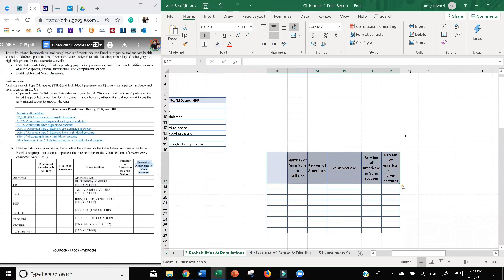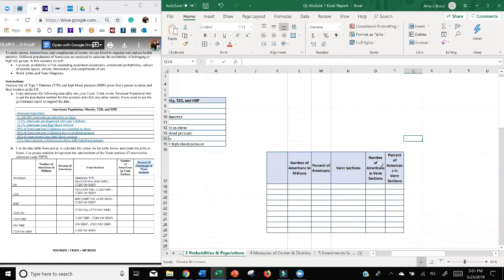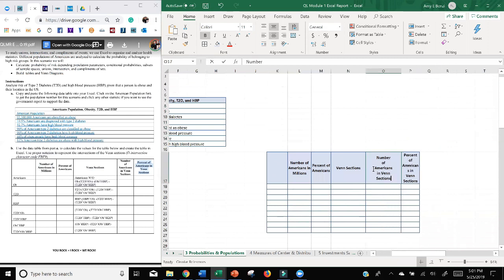Now, a couple of other things. The number of Americans in millions, I'm going to widen that column just a little. Number of Americans in Venn sections, I'm going to widen it too. I don't really like the word "of" by itself, but it looks like that's how it's copied and pasted, no problem. We can just do that.